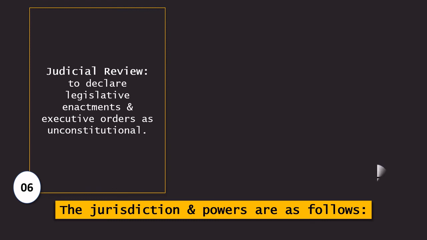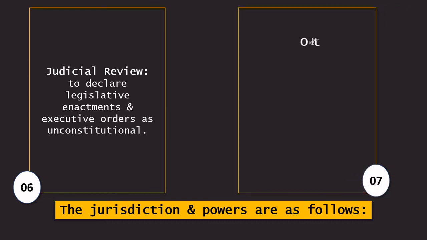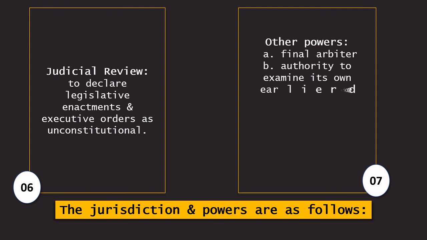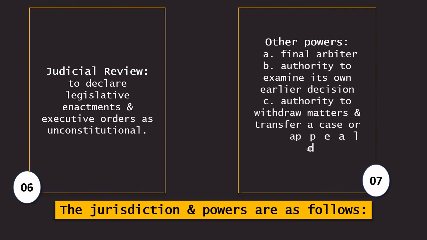Seventh, other powers. A. The Supreme Court is the final arbiter of constitutional interpretation. B. The Supreme Court has the authority to examine its own earlier decision in the welfare of society and for securing justice. For example, the Supreme Court deviated from its previous decision in the Kesavananda Bharati case 1973. Thus, it is a self-correcting institution.